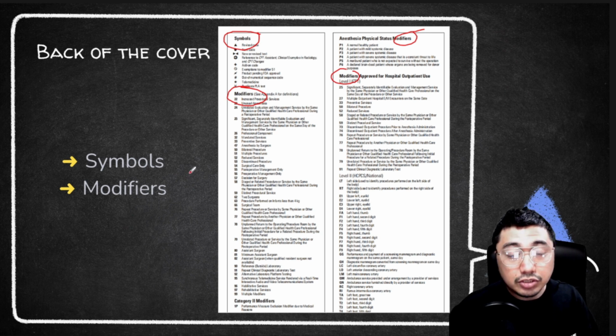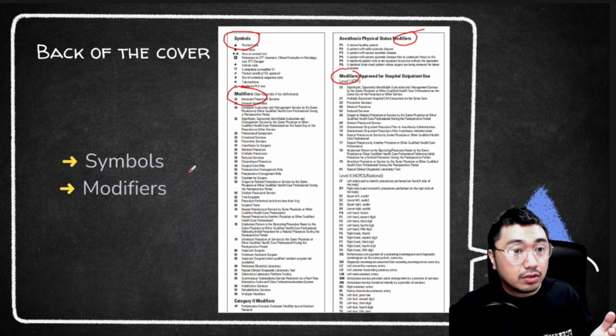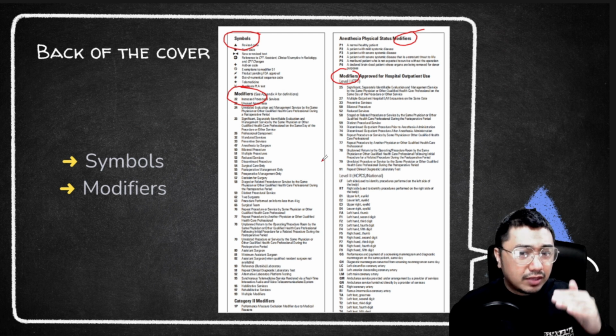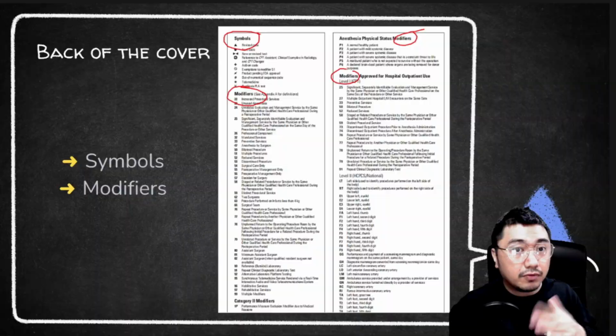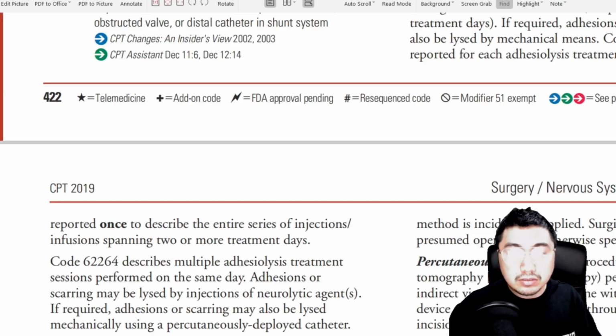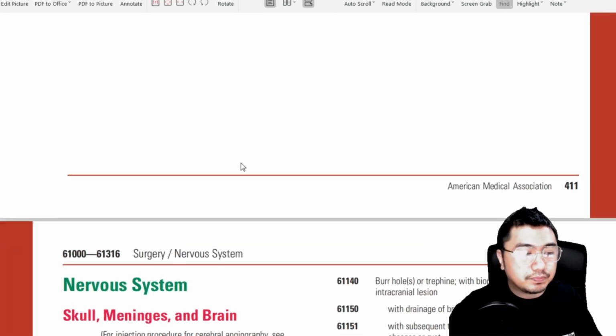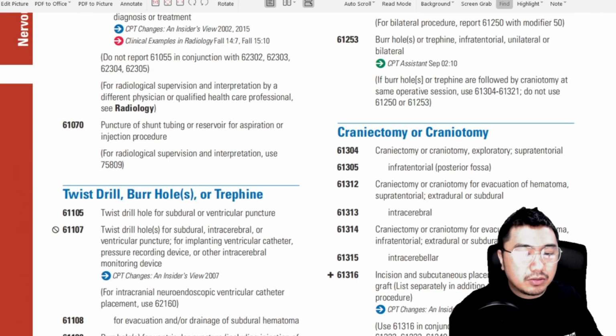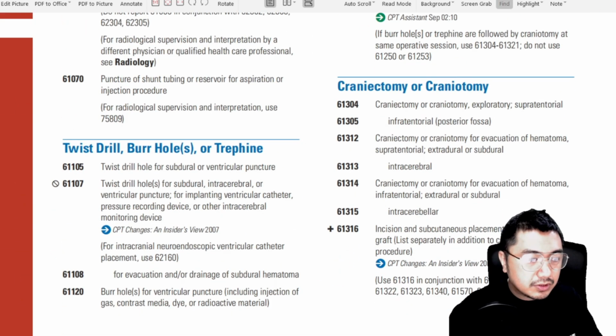So again, if ever there's a question with your symbols and modifiers, feel free to go to the back of your cover page for easy access rather than going to your other appendices, which will take a lot of time. Or for the symbols as well, you can check the bottom portion of the body of the book. For example, let's go to the middle portion of this book. At the bottom portion, see, you have your symbols right here.